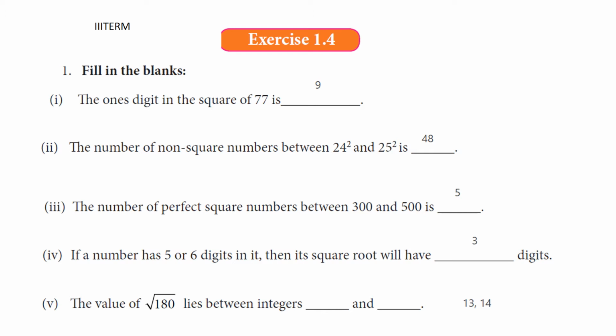That means 300 is in between 18 squared; 18, 19, 20, 21, 22 squared is there. So the number of perfect square numbers is 5. If a number has 5 or 6 digits in it, then the square root will have 3 digits. The value of square root of 180 lies between square root of 169 and 196, that is 13 and 14.